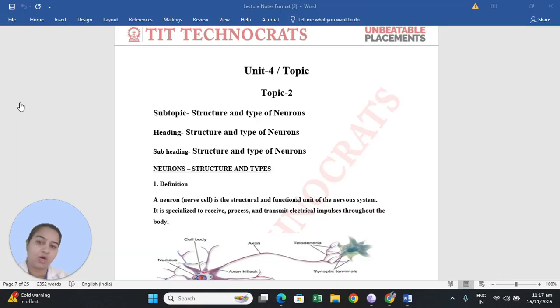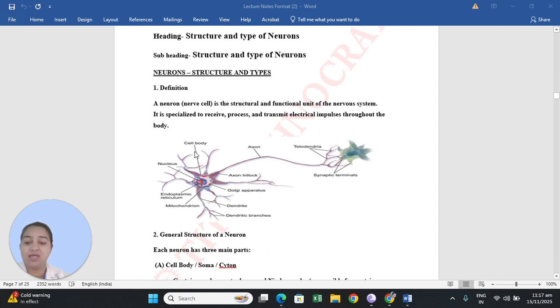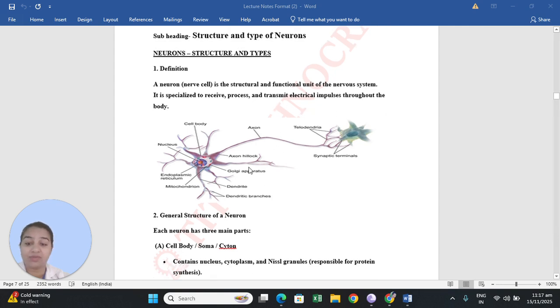So, dear children, now we'll go on to topic number 2, which is structure and types of neurons. The headings which we'll be covering are structure and types of neurons. So, what is a neuron? As you can see, there is a structure of a neuron. A neuron is a nerve cell. It is structurally and functionally the unit of the nervous system. It is specialized to receive, process and transmit electrical impulses throughout the body.